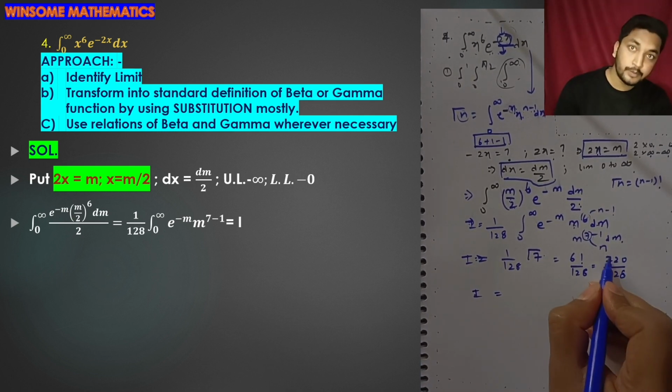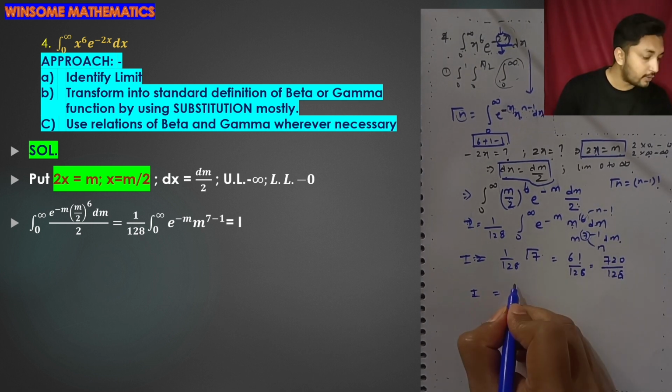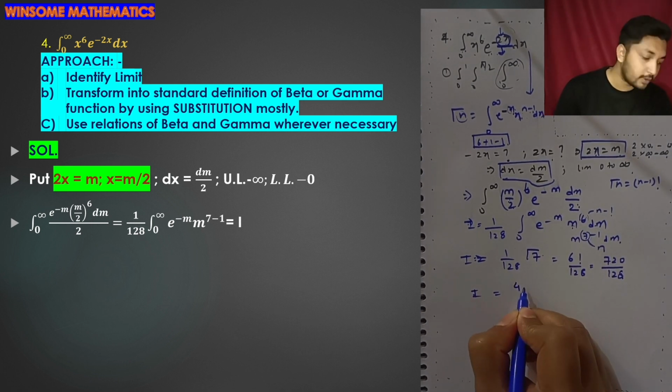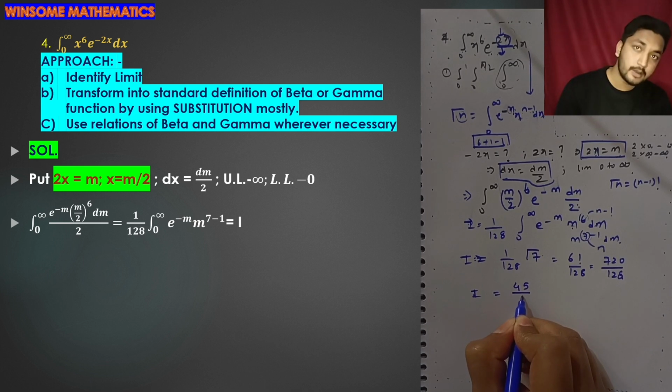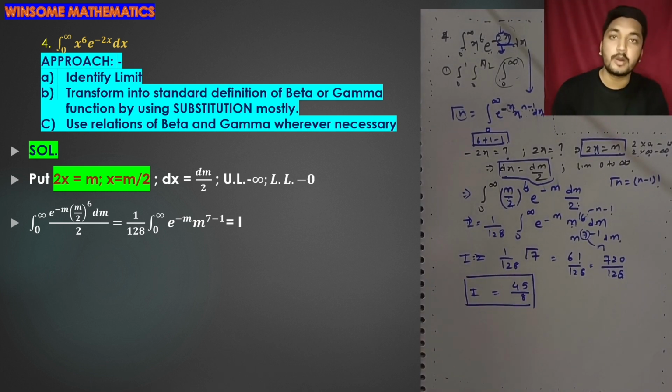720 is a multiple of 16, and 128 is also a multiple of 16. Clear. So 16 times 45 is 720, and 16 times 8 is 128. I is equal to 45 upon 8. So this was our required answer.